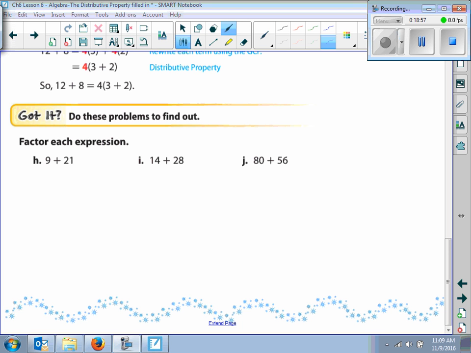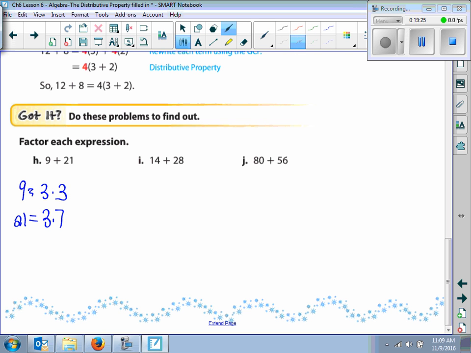We have 9 plus 21, right? So, for 9, the prime factors are 3 times 3. For 21, the factors are 3 times 7. Okay. I just like to do them in order, right? So, what do they have in common?